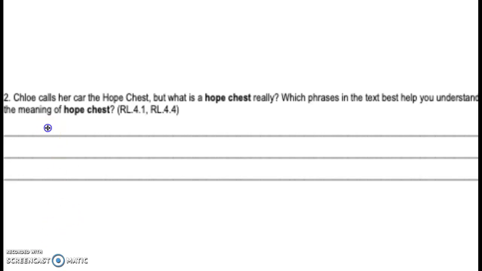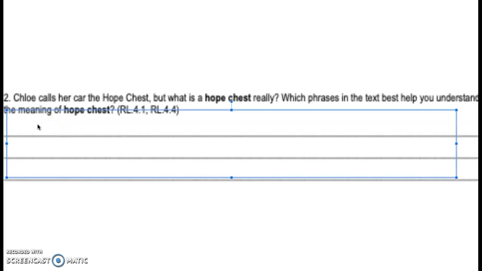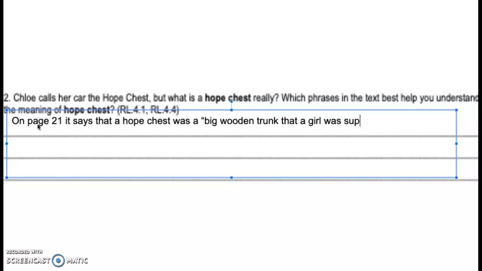Okay. Let's go ahead and answer this. On page 21, notice how we're referring to the text. We're using evidence. It says that a hope chest was a big wooden trunk that a girl was supposed to fill with things she'd need when she was married. So important to use evidence to support our answer.